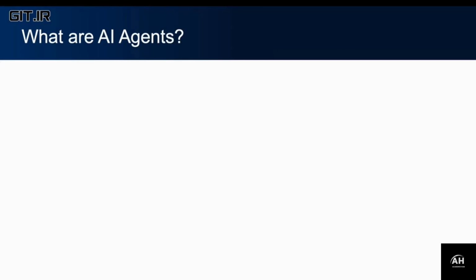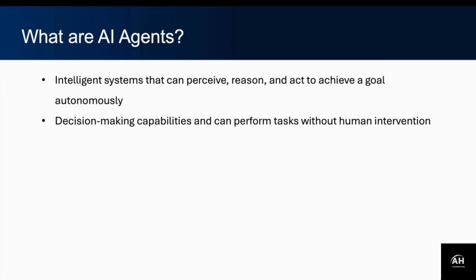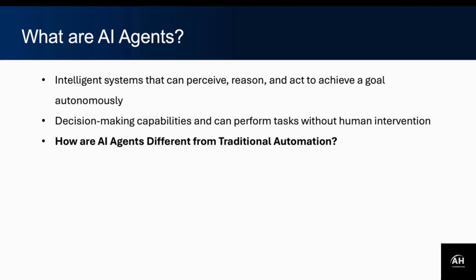Before we jump into any of the hands-on programming, let's understand what are AI agents. AI agents are intelligent systems that can perceive, reason, and act to achieve a goal autonomously. Unlike simple programs, AI agents have decision making capabilities and can perform tasks without human intervention. Now, how are AI agents different from traditional automation? Let's look at a table here.